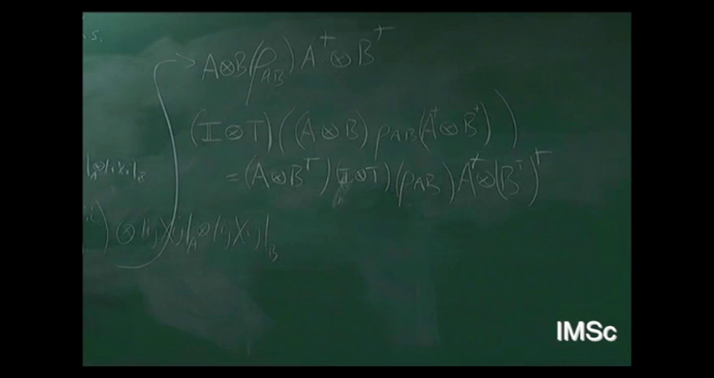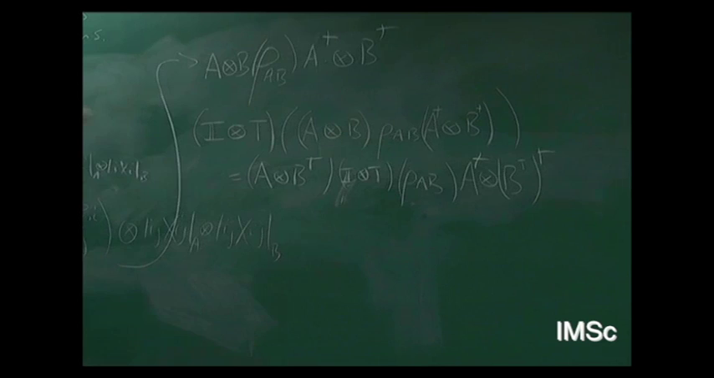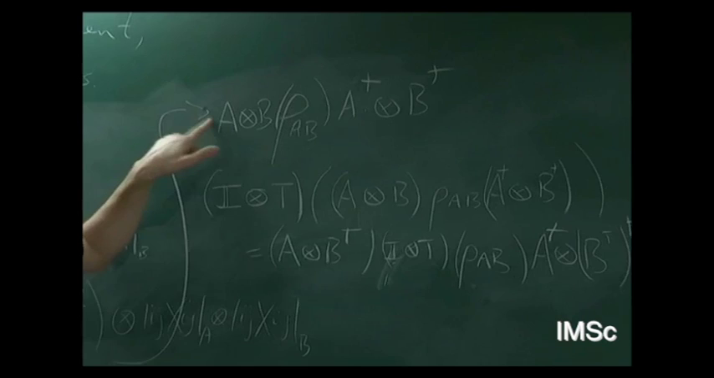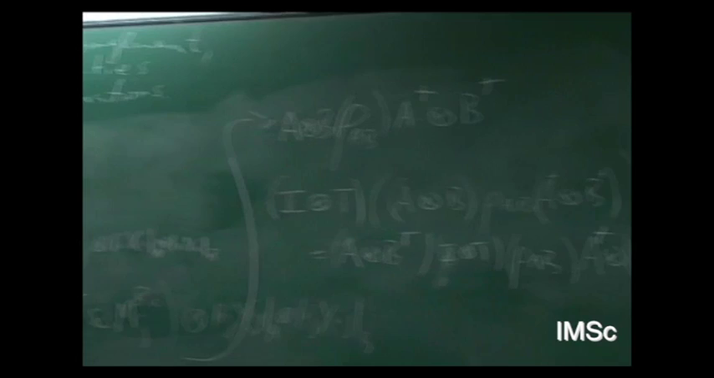So now what we found is that when we do this distillation procedure, we always make a conditional state that looks like this. And any state that looks like this, if we started with something that is positive partial transpose, also has positive partial transpose. Right? So by doing these LOCC operations, we can't get out of the class of positive partial transpose states.